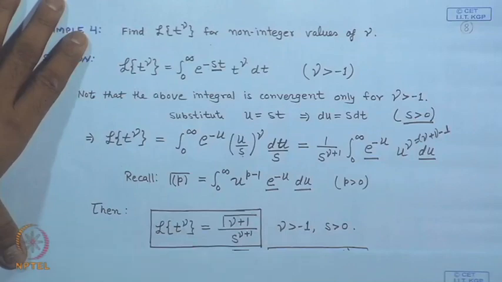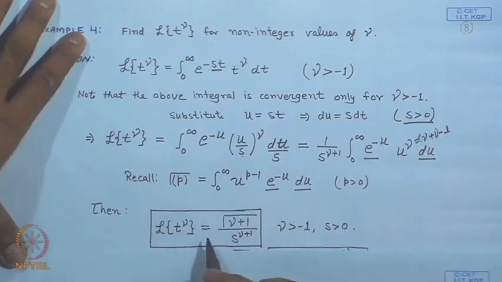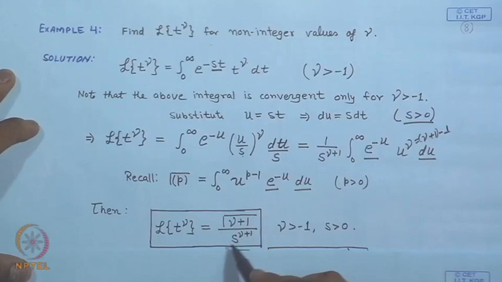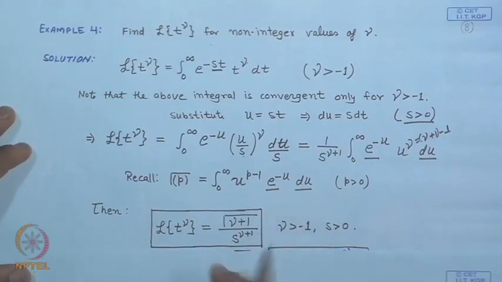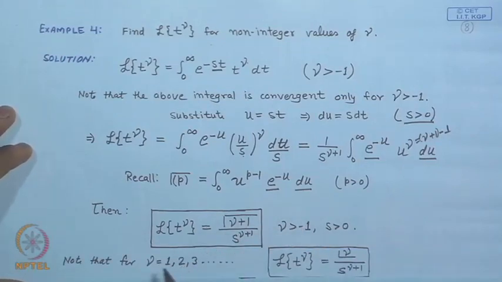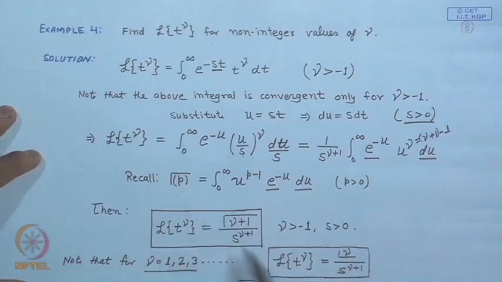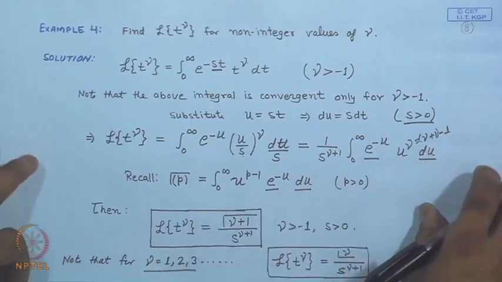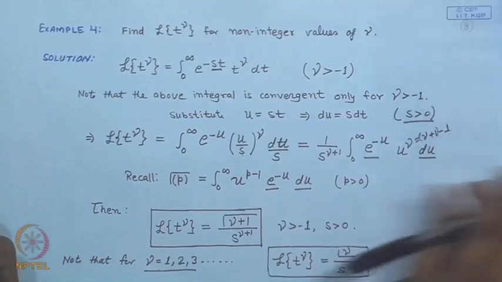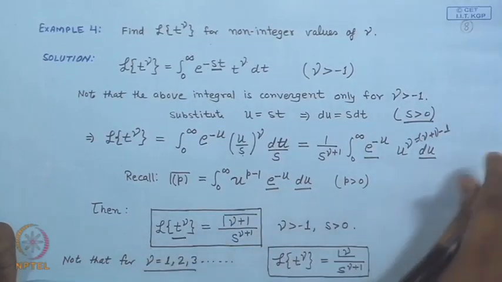So, we got a rather general result, Laplace of t power nu is equal to gamma nu plus 1 over s power nu plus 1, and in fact one can see that if you just take these integers here, nu to be 1, 2, 3 and so on, then this exactly reduces to what we got earlier. So, the Laplace of t power nu is factorial nu over s power nu plus 1. So, this is the rather general formula for getting the Laplace transform of t power nu.